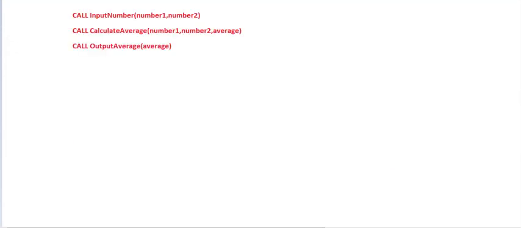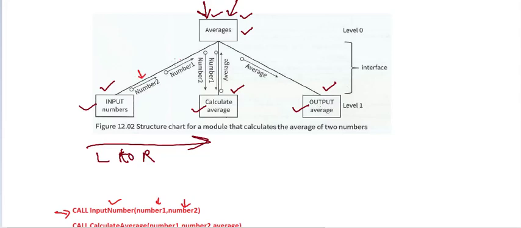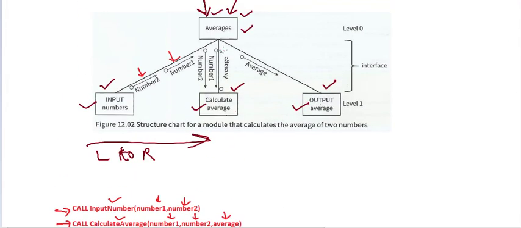As far as the main module is concerned, the pseudocode is very simple. At first we are placing a call to input numbers, and we are passing 2 parameters, number 1 and number 2. We can see that in the diagram also. Then we place a call to calculate average, and we are passing 3 parameters: number 1, number 2 and average.